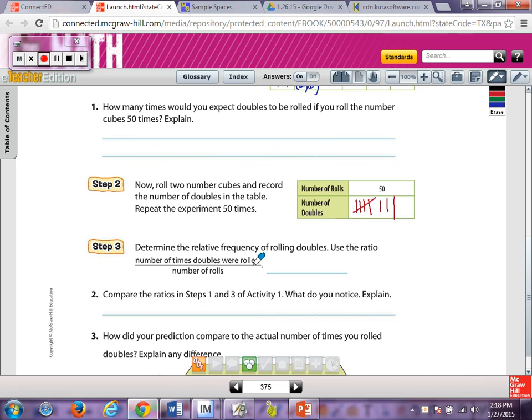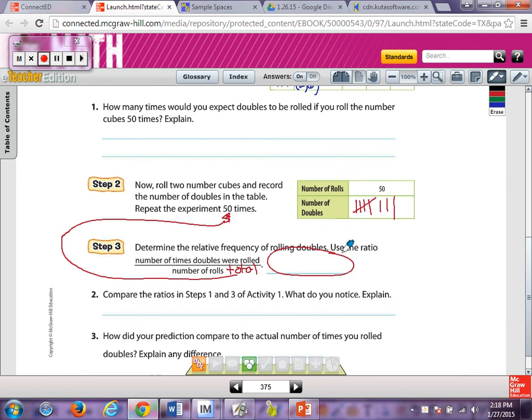We wanted doubles. So when you do your experiment, you're going to roll, and how many times you get doubles, that's going to be your numerator. Number of rolls total on the bottom. Well, the instructions already tell you how many times you're going to do it, and they tell you to do it, I believe, 50 times. There we go, right there. And then you'll write your ratio right here after you do the experiment.